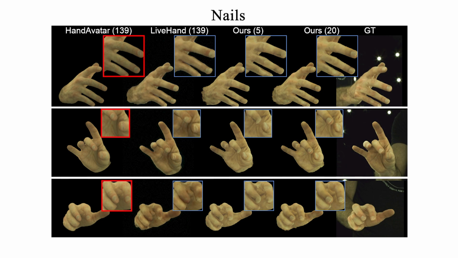Nails: hand avatar's nails lack realistic colors and shapes, and LiveHand's nails appear blurry. Our GaussianHand can render high-fidelity fingernails. Our GaussianHand under 5 views can also render nails effectively.